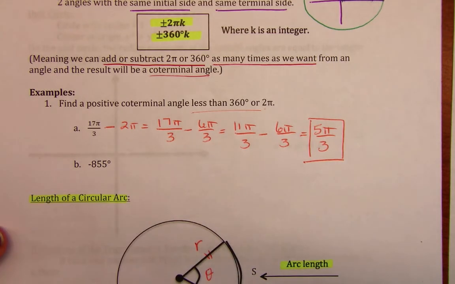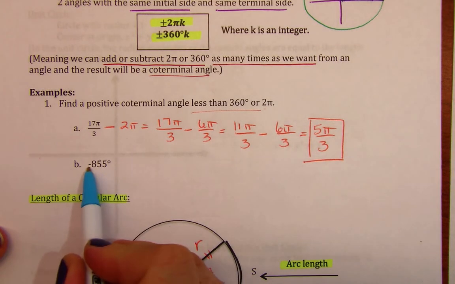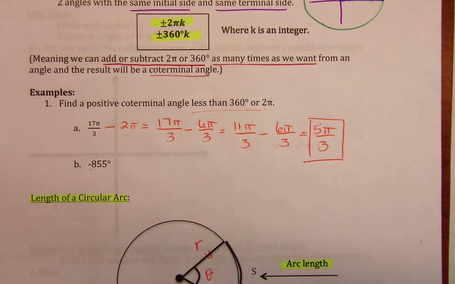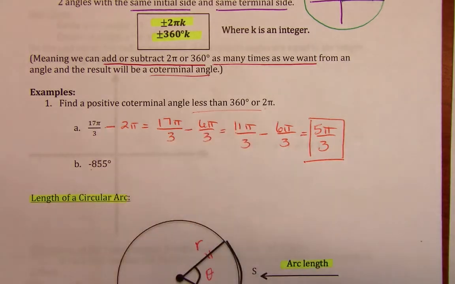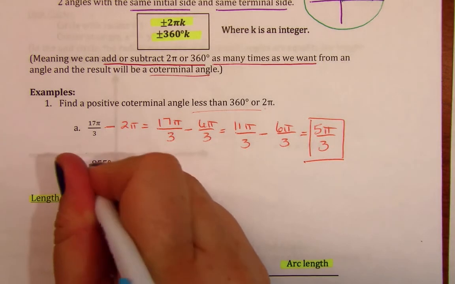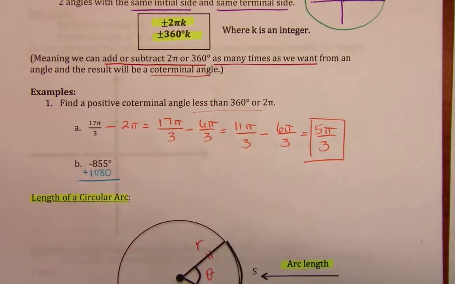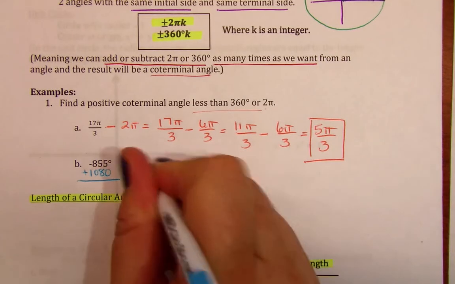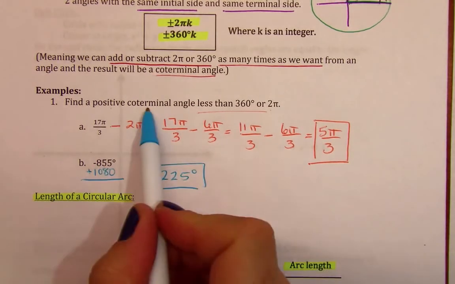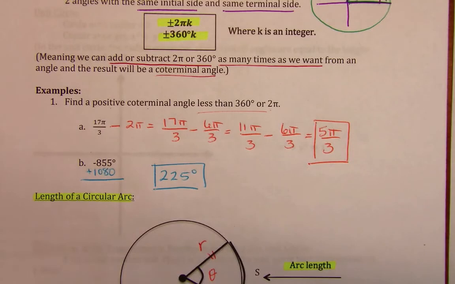Looking at the next one, we can do this with degrees as well. Now, I can add 360, but this is negative 855. I'm going to need to add 360 a few times. So 360 times 2 is 720. That's not going to be big enough to make this a positive coterminal angle. So let's try 360 times 3, and that's 1080. If we add 1080 to this, we're going to get 225. And that is a positive coterminal angle that's less than 360.